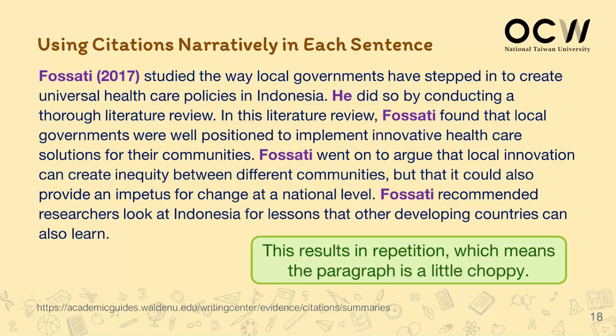But because we're repeating the author's name over and over again, it will result in repetition, which means that this paragraph would seem a little choppy. Unlike the previous citation, when we used different pronouns and different synonyms, the grammatical structure in this particular segment, using citation narratively in each sentence, will seem a little choppy, a bit more segmented instead of understanding the text flow continuously.